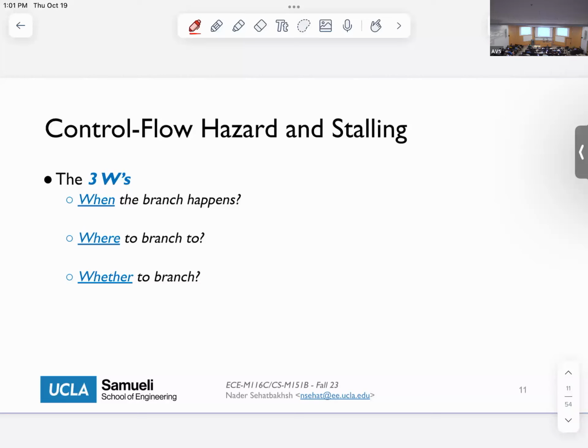The second is, if this is a branch, what is the address that we are going to jump to? And the third is, we don't know even whether we're going to take the branch or not, because if the condition is true, we're going to take the branch. If the condition is not true, we're not going to take the branch. So we need the address, we need the outcome, and we also need to know whether this is a branch or not. This is the 3W questions. Let's answer each of these three questions, because answering them can help us know how many cycles we need to stall, what we should change in our processor pipeline, and so on and so forth to fix this.